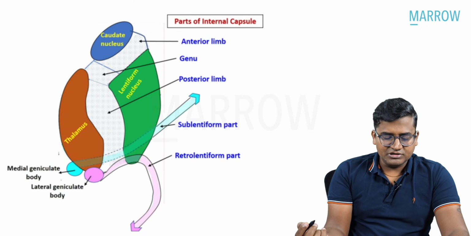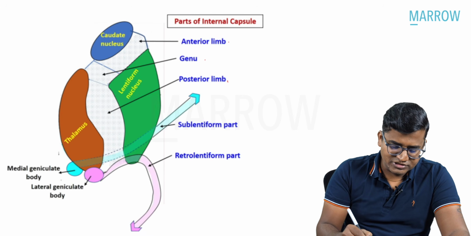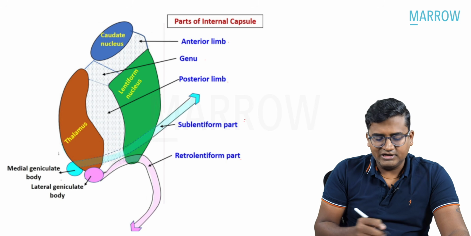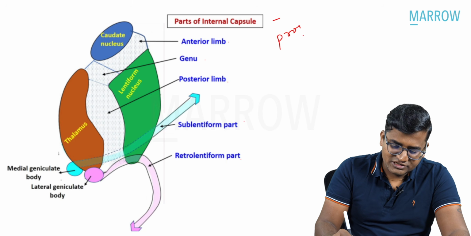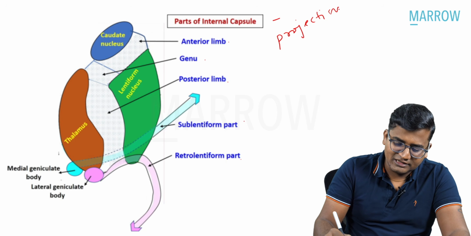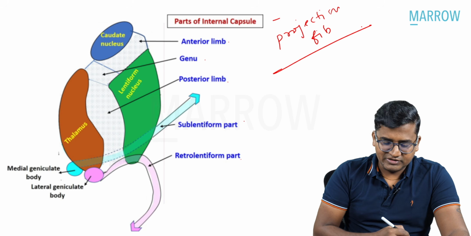Now this is the internal capsule. We know the internal capsule parts: anterior limb, genu, posterior limb, retrolentiform part and the sublentiform part. So the internal capsule, yes, it is the projection fiber. It is connecting the cortical area to the subcortical structures. Now what are the parts of the internal capsule?